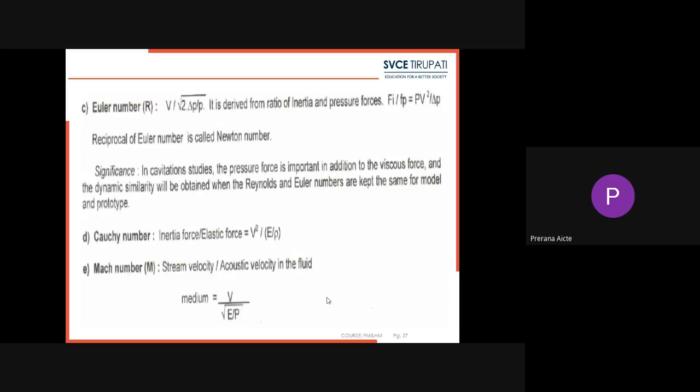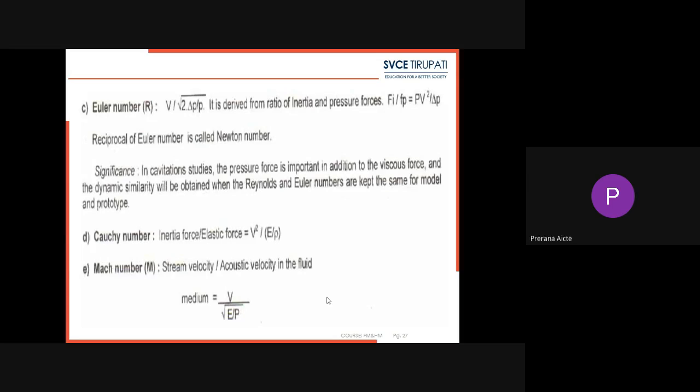Another number is Euler number. Euler number is the ratio of inertia force to pressure force. The equation is V by square root of 2 delta P by rho, derived from the ratio of inertia and pressure forces. The reciprocal of Euler number is called Newton number. The significance is in cavitation studies, where the pressure force is important in addition to the viscous force, and dynamic similarity will be obtained when the Reynolds and Euler numbers are kept the same for model and prototype.